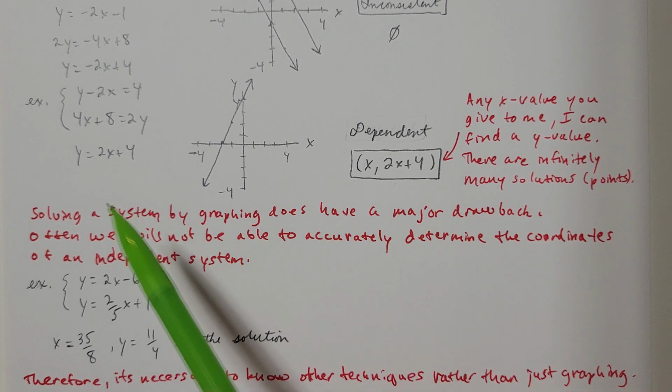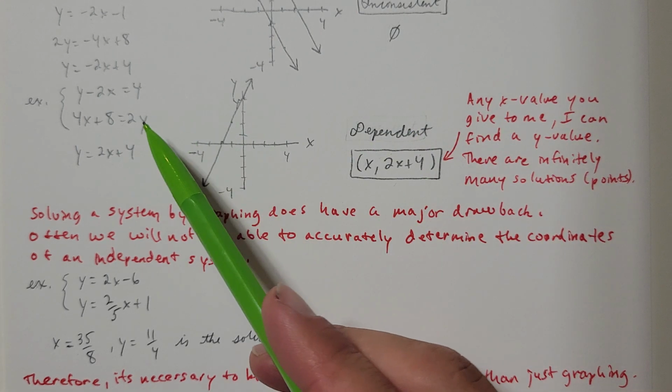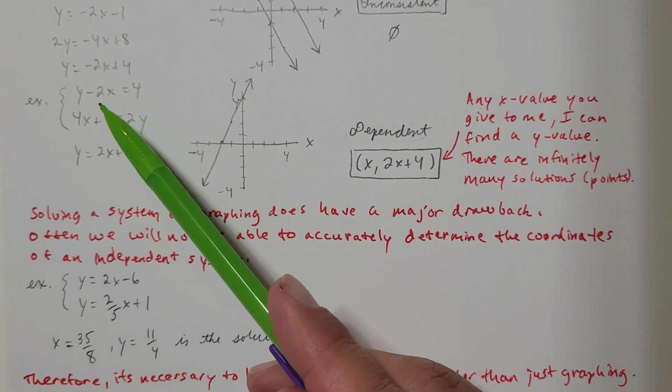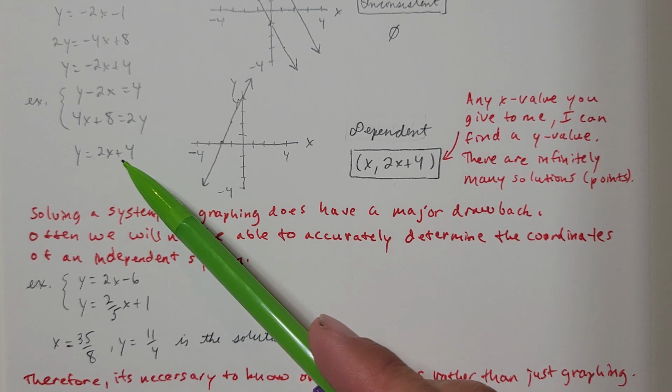Here's another example. So what if I wanted to solve the system given by the equations y minus 2x equals 4 and 4x plus 8 equals 2y? Okay, let's get each of these lines into slope-intercept form. So if I solve for y, on the first line, let me add 2x to both sides. I'm going to have y equals 2x plus 4.